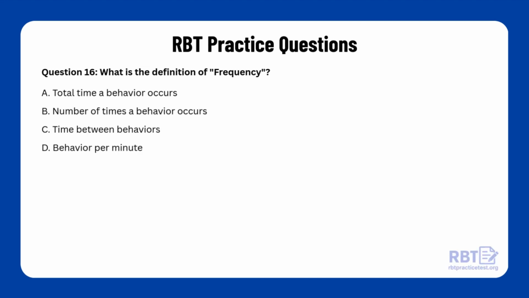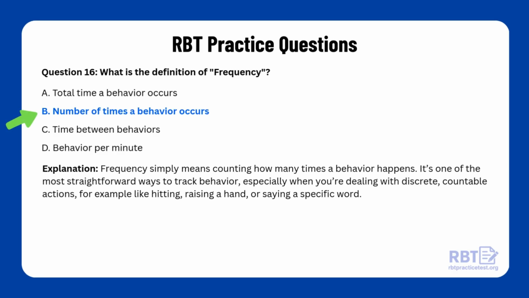Question number 16. What is the definition of frequency? A. Total time a behavior occurs. B. Number of times a behavior occurs. C. Time between behaviors. D. Behavior per minute. The correct answer is B. Frequency simply means counting how many times a behavior happens. It's one of the most straightforward ways to track behavior, especially when you're dealing with discrete, countable actions, for example, like hitting, raising a hand, or saying a specific word.